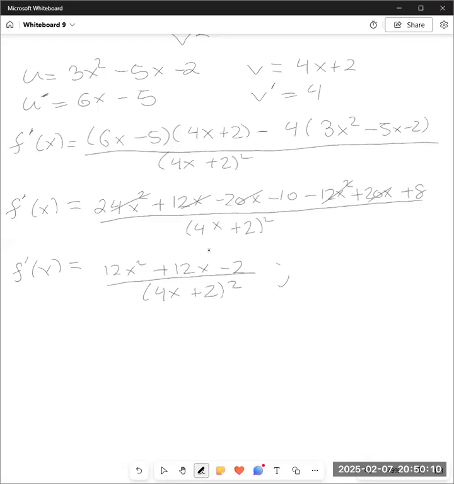My numerator has a common factor of 2, but it's not going to factor into anything with a 2x plus 1. So I can just leave that, and we used the quotient rule here to differentiate.